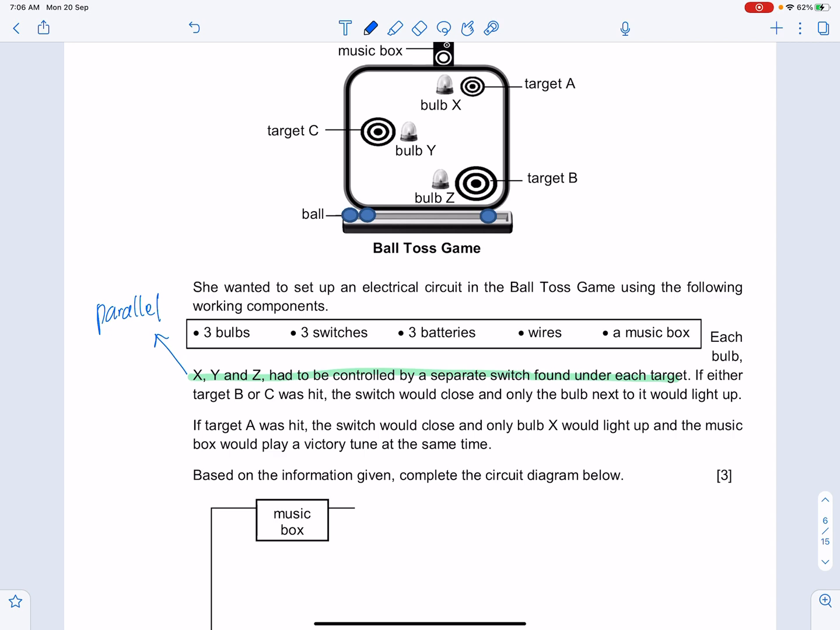Okay, so then they said that if either B or C was hit, the switch would close and only the bulb next to it would light up. B is here, so Z would light up. C is here, so Y would light up. If A was hit, the switch would close and only bulb X would light up, and the music box would play a victory tune. So this tells me that these 2 components, bulb X together with the music box, are supposed to be in the same path. So they can be arranged in a series manner for these 2.